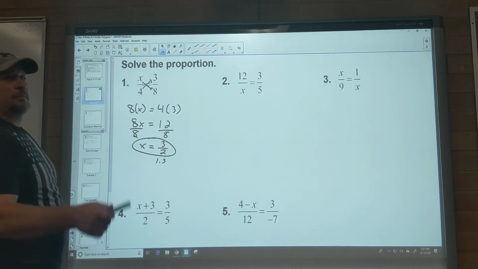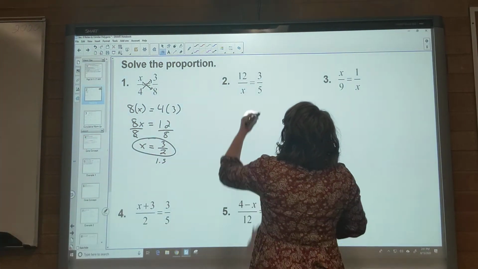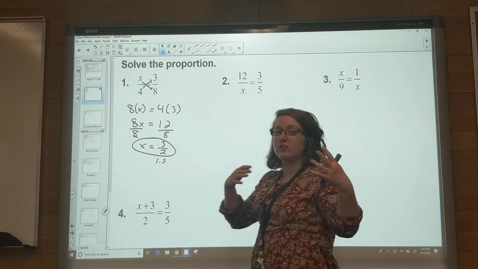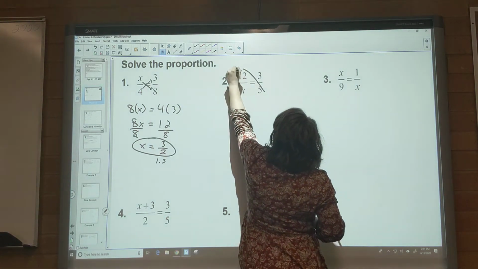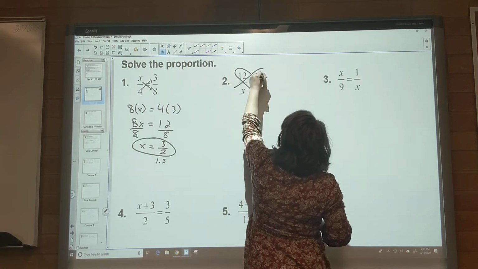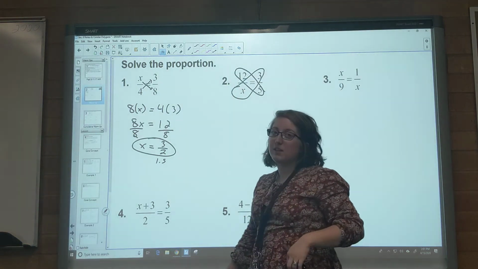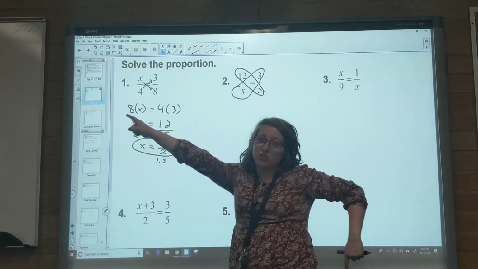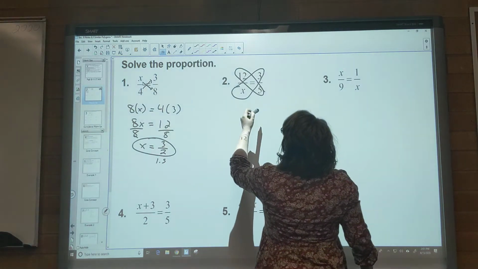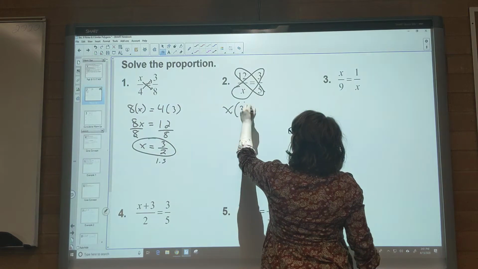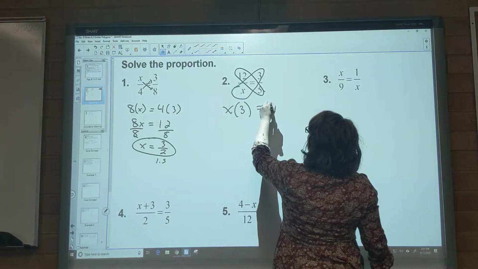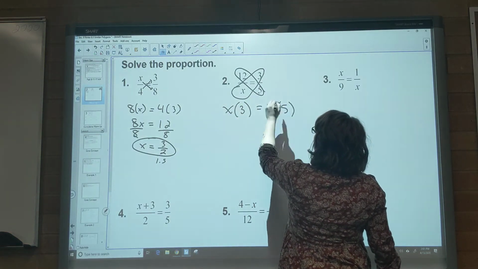Okay? Okay, next one. So this one, same thing. I like to circle them because it reminds me to put them together. Either way is totally great. So I'm going to circle 12 and 5 and circle x and 3. This is the x equals solve method. So you do x times 3, like Mr. Lee had, or he had 3 times x, and then 12 times 5.